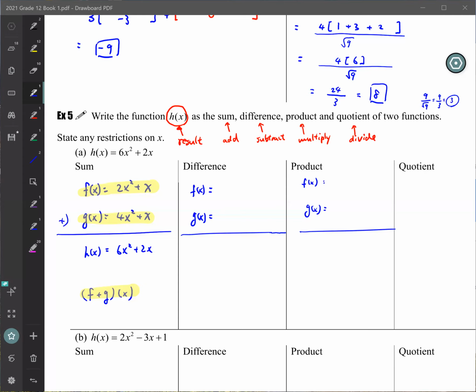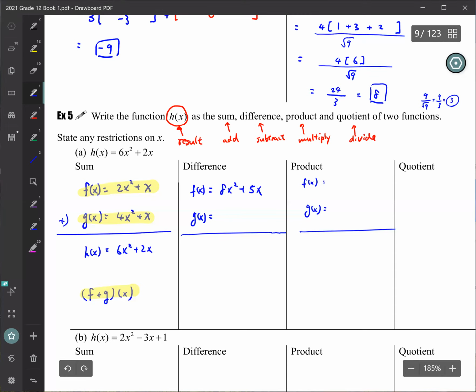Okay, let's see. This time, let's have Claire. Claire, can you tell us your f and g? For f, I did 8x squared plus 5x. Okay, and g of x? I did 2x squared plus 3x. Okay, looks right. 8 minus 2, 5 minus 3.